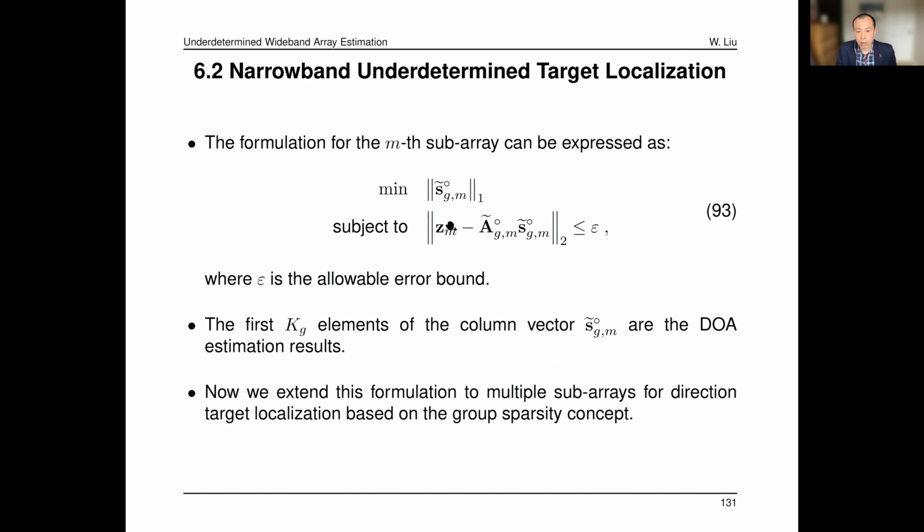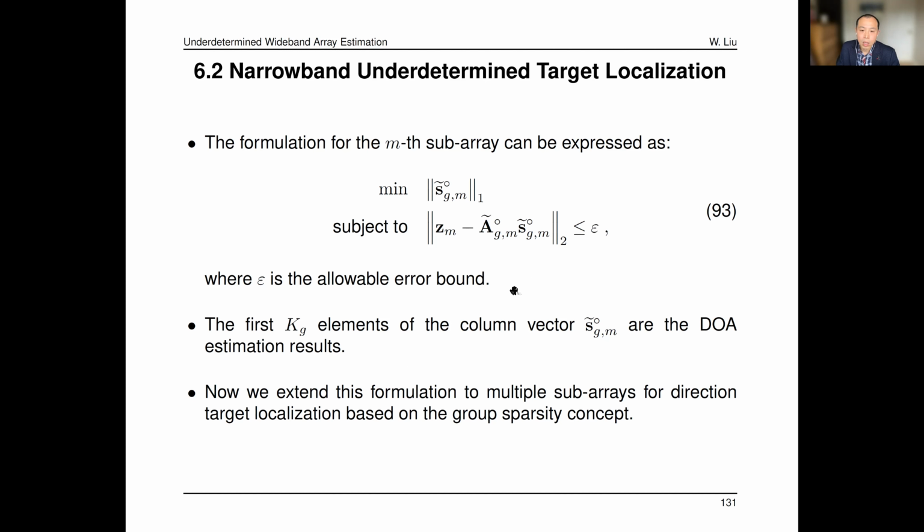Then you can do this optimization: minimize the L1 norm of this source vector subject to the reconstruction error being smaller than or equal to this epsilon. The K_g elements of the column vector are the DOA estimation results. That's a standard result for each subarray. You can do DOA estimation using this method and find the directions, and then from these directions, you can find the location. That's a two-step approach.